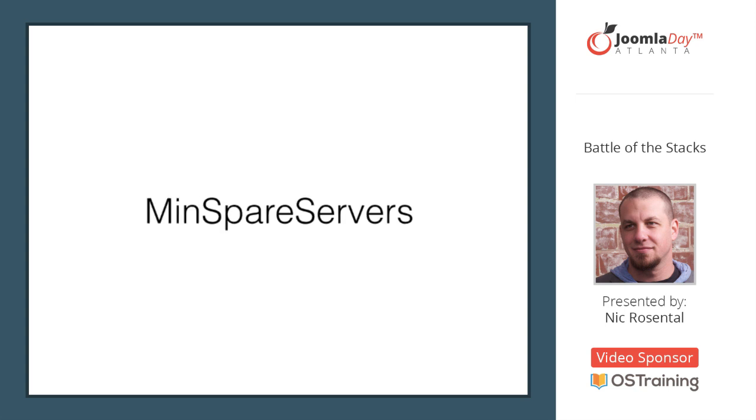MinSpareServers. This is the number of idle servers available at any given time. So, let's say you have this at, and again, I believe we had MinSpare at 5. So we're starting with 5. We get 3 connections, now we're down to 2. Well, Apache will start 3 more processes to wait, because you want to always have 5 idle ones.